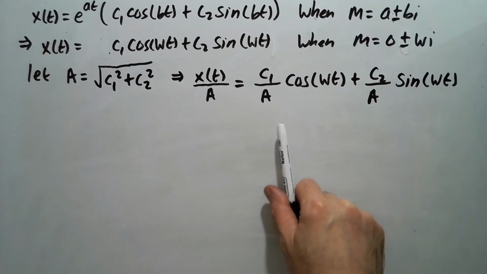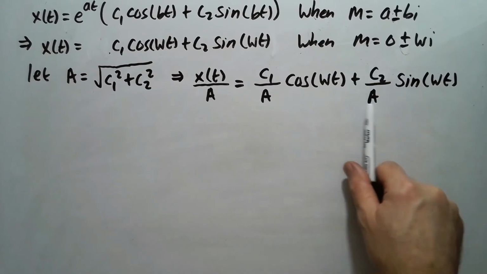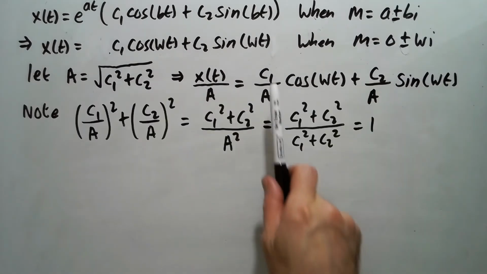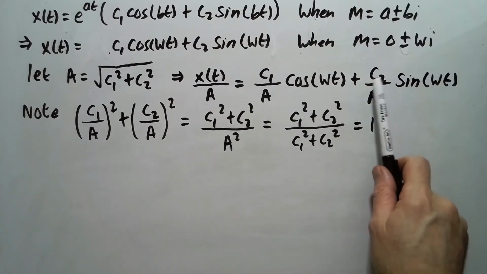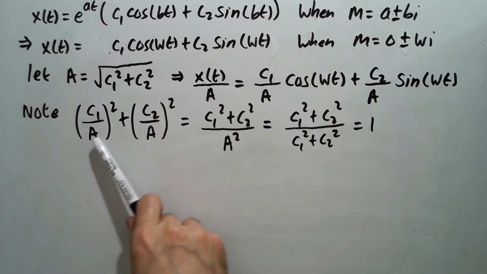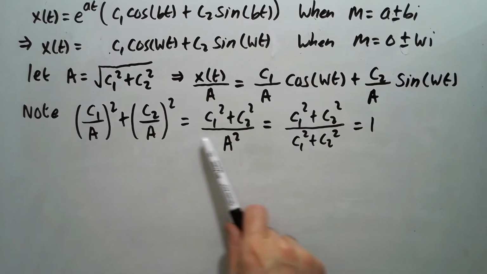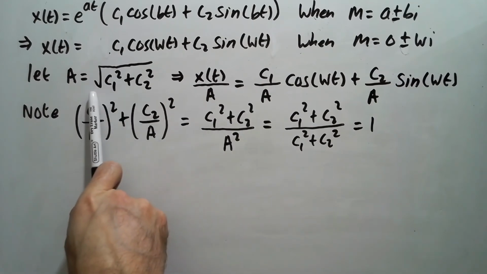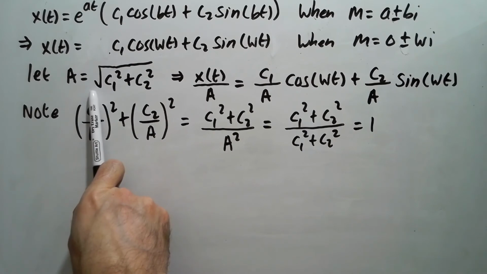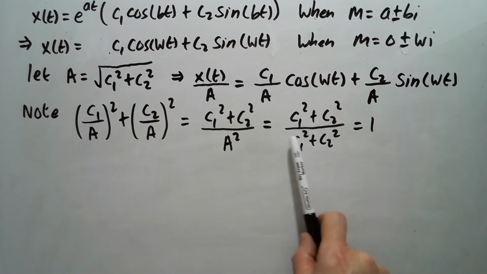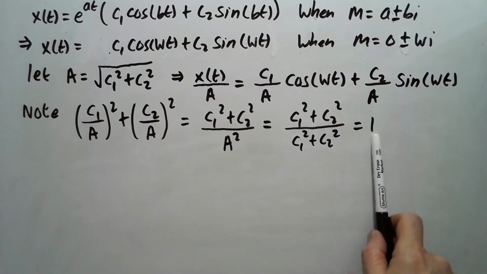And then note here, if I square this and add to this, it's going to equal 1. So let me just show that here. If I take the c1 over A and square it, plus the c2 over A and square it, squaring this one will be c1 squared over A squared, this will be c2 squared over A squared. So the whole thing will become c1 squared plus c2 squared over A squared. But A is defined to be the square root of c1 squared plus c2 squared, so when I square, the square root will go away. So it'll be just c1 squared plus c2 squared over c1 squared plus c2 squared, which is 1.